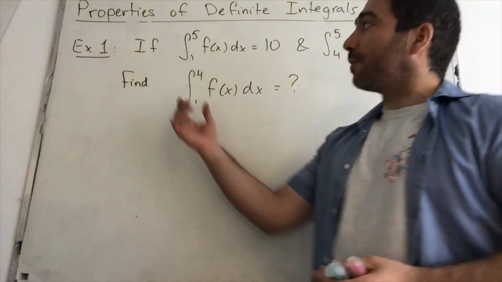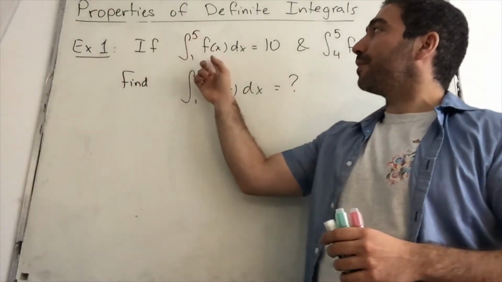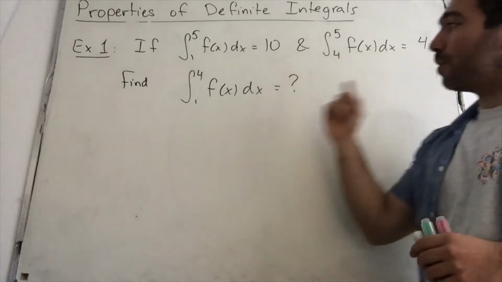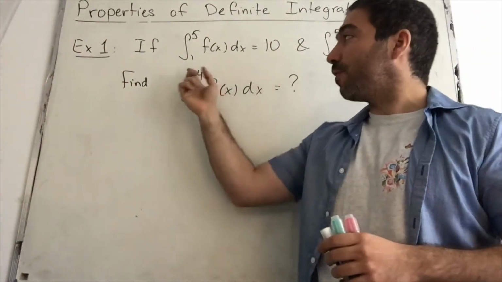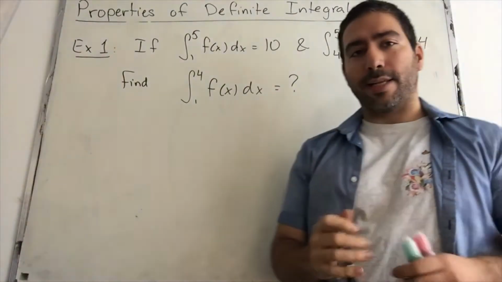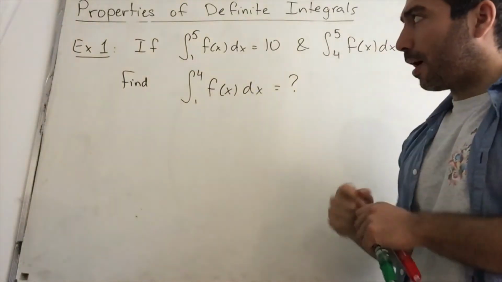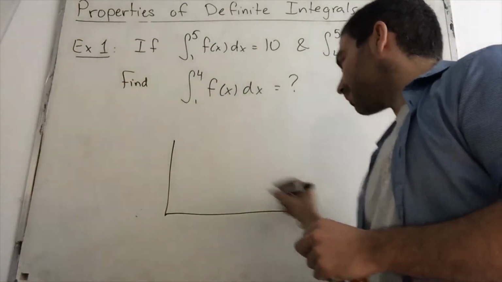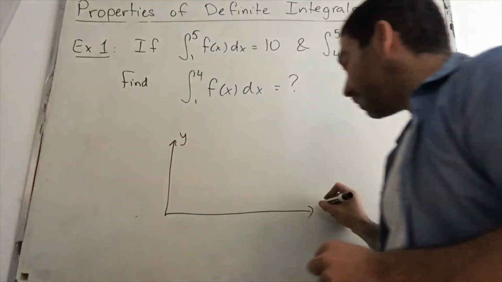So in this first example over here, it says if the integral from 1 to 5 of f of x dx is 10, and the integral from 4 to 5 of f of x dx is 4, then find the integral from 1 to 4 of f of x dx. Okay, so let's go ahead and take a look at a sketch, because hopefully this could simplify the problem for us, or give us a better intuition of what we expect the answer to be.